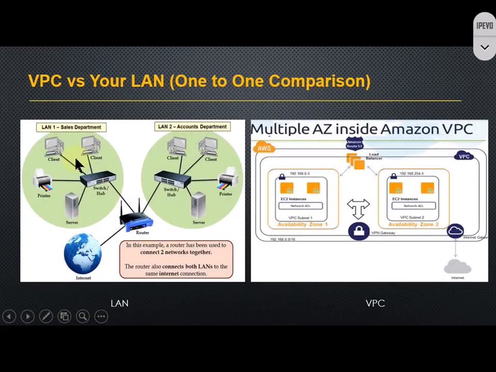Similarly, I will go very quickly. This is the same concept I was talking about earlier: LAN 1 is the sales department, LAN 2 is the accounts department. They are connected with the router, and the router is connected with the internet. Similarly, we have multiple AZs inside a VPC. This is one VPC and multiple availability zones. We can do many things like load balancing, and we could also create a VPN gateway. In case they want to reach the internet, one internet gateway will be attached, and this is how we are going to pass our traffic all the way to the internet. So the logic is the same as a local area network.